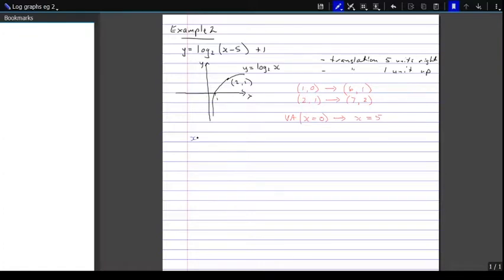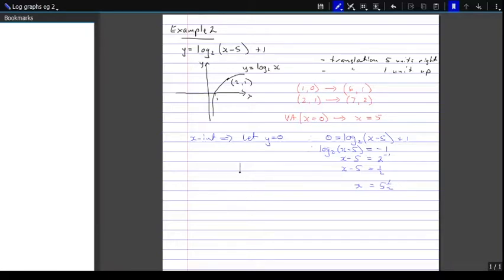Now we're going to look at finding the x-intercepts. Obviously with the x-intercepts we let y equals 0 and then solve for x. So 0 equals log base 2 of (x minus 5) plus 1, and then we can just shift things around. So log base 2 of (x minus 5) will equal negative 1, and then change that to an exponential equation. So x minus 5 will equal 2 to the power of negative 1, which is the same as x minus 5 equals 1/2, and then we can add 5 to both sides. So x equals 5.5. That's our x-intercept.